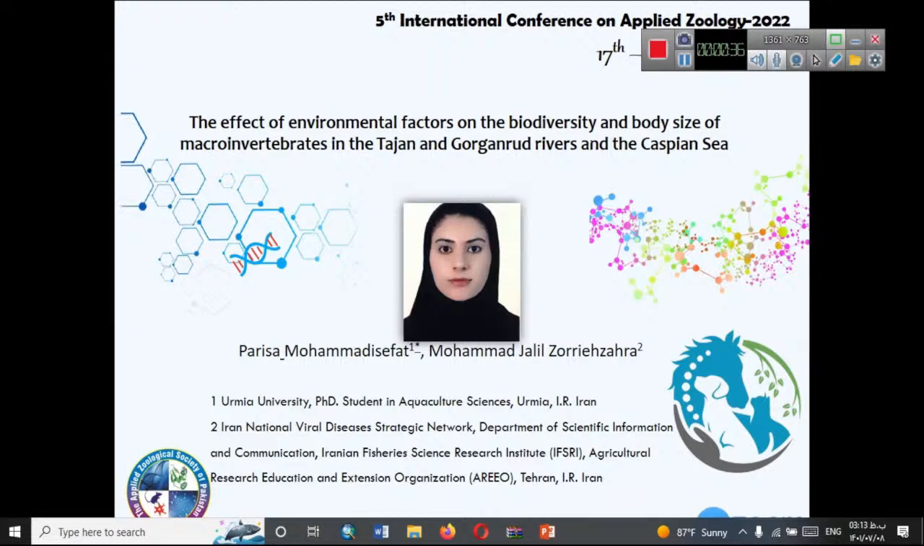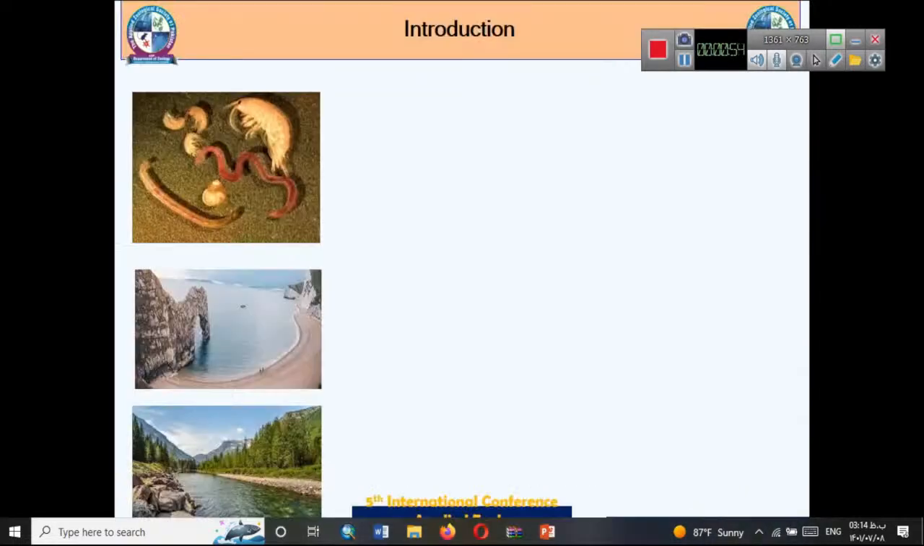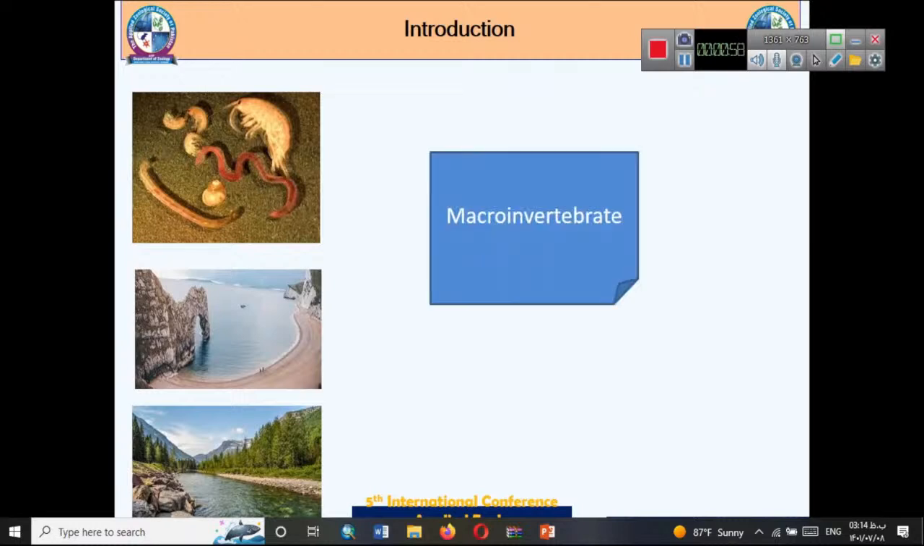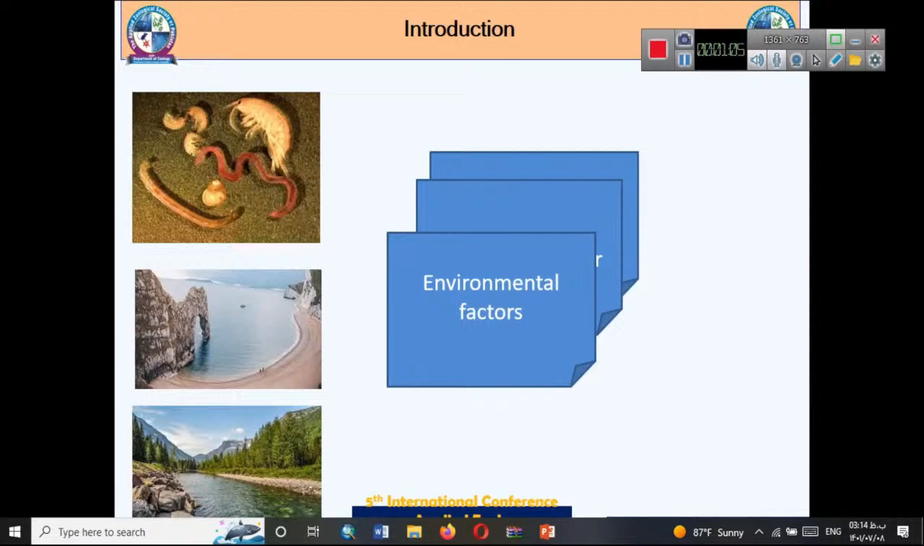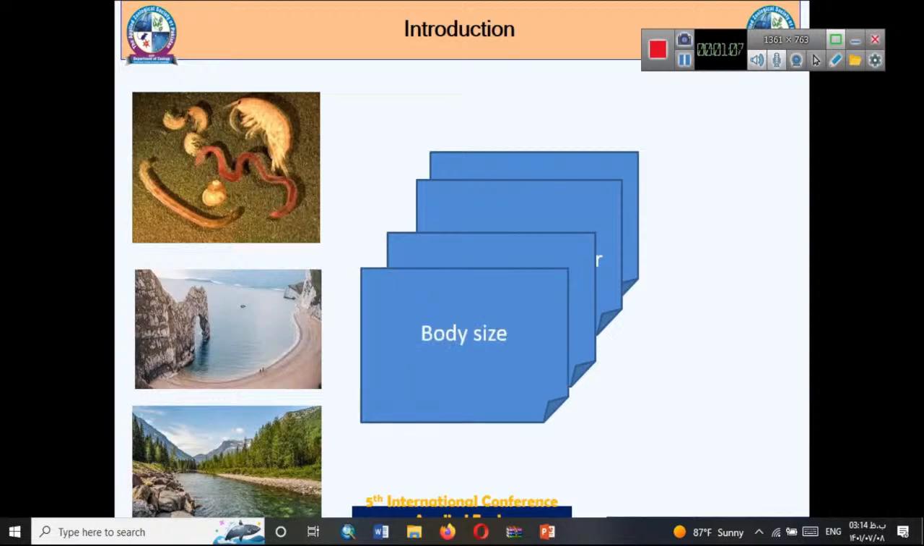The topic of our work is the effect of environmental factors on biodiversity and body size of macroinvertebrates in the Tajan and Gurgaon rivers and the Caspian Sea. First of all, I want to define these words like macroinvertebrates, transitional water, environmental factors, and body size.